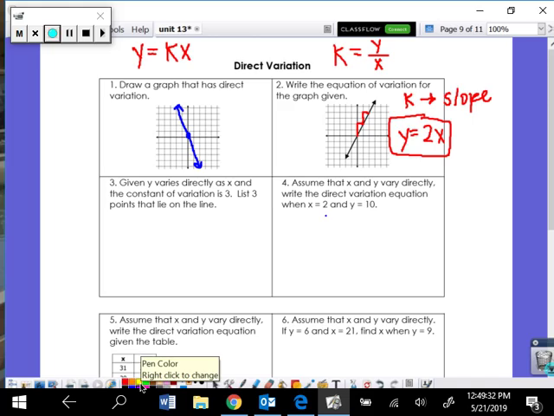All right, number 3. Given y varies directly as x, and the constant of variation is 3, that's our k, list 3 points that lie on the line. So the first thing you want to do is write the equation of variation. So that would just be y equals 3 times x.